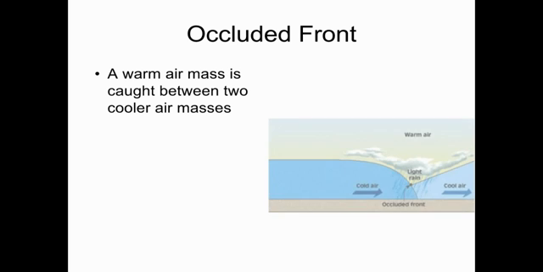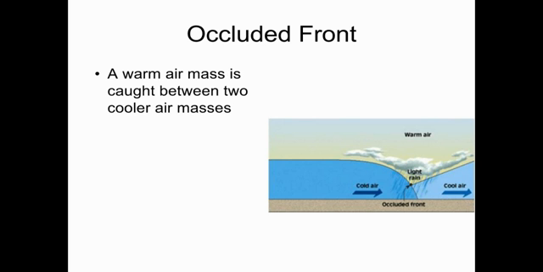The last type of front is an occluded front. This is the most complex kind of situation. This is where warm air actually gets caught between 2 cooler air masses, and you can see this in the picture. That denser cool air moves underneath the less dense warm air, and they push the warm air upward. The 2 cooler air masses meet in the middle, and this is where they mix. This is where the occluded part comes in.